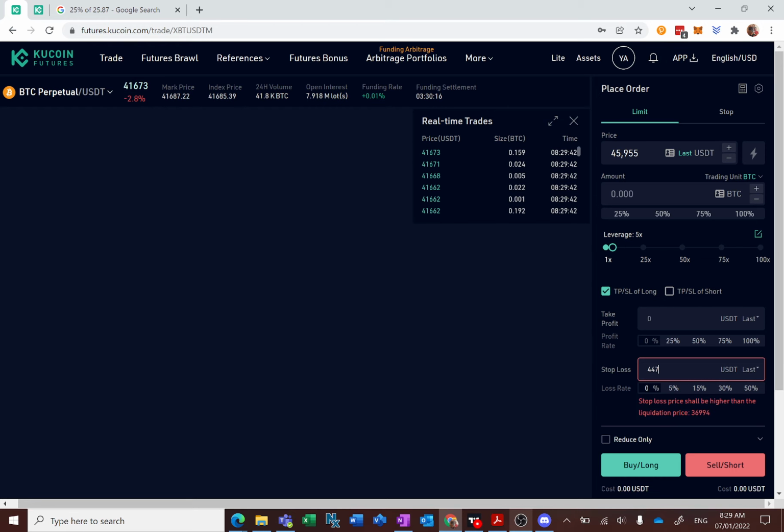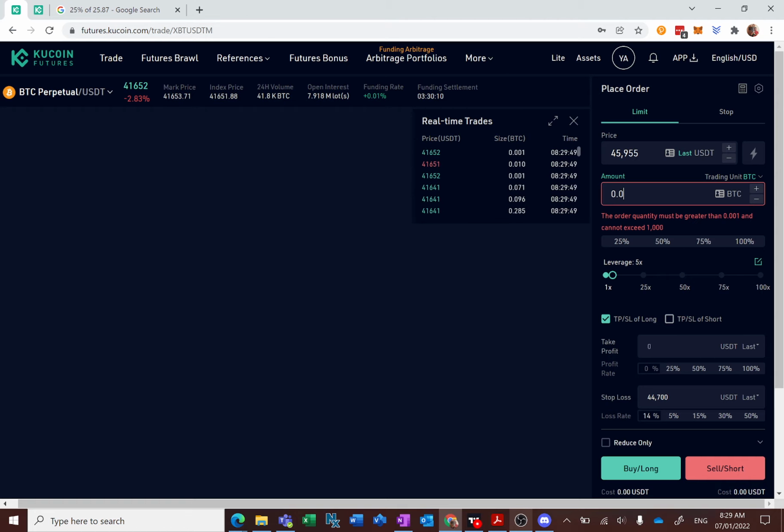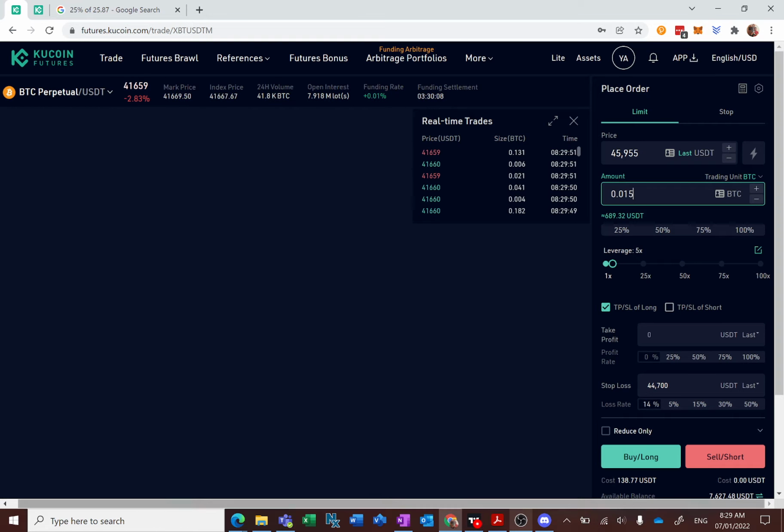And we're going to go 44,700 again. So 14%. So we're going to go 0.015. How much is that? $138. So what's 14% of $138? That's a tough number to calculate. Let's go 1. So that's $92. 2, 111. So 14% of 111 is probably going to be around $20-ish, something like that.